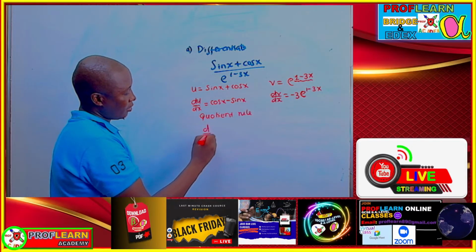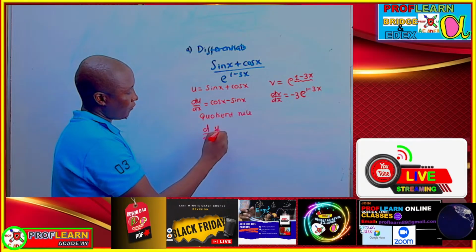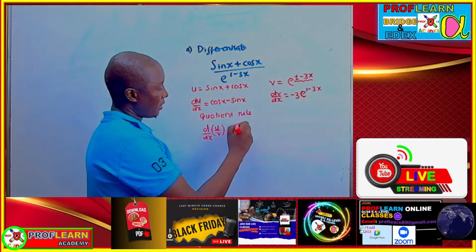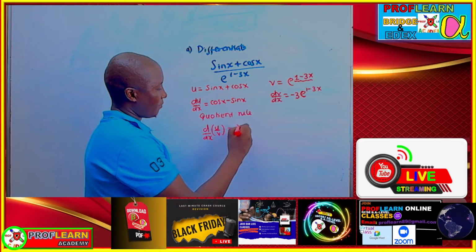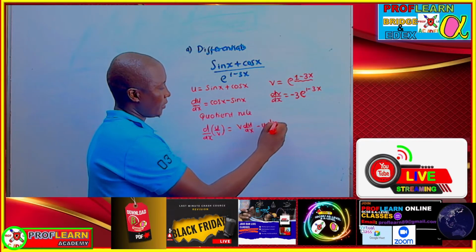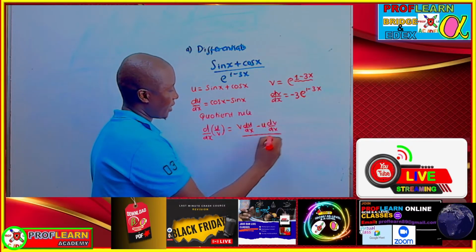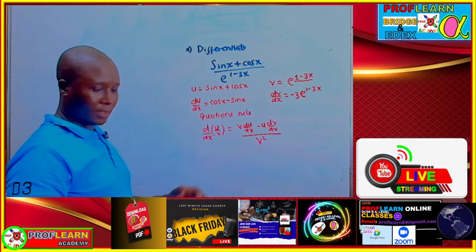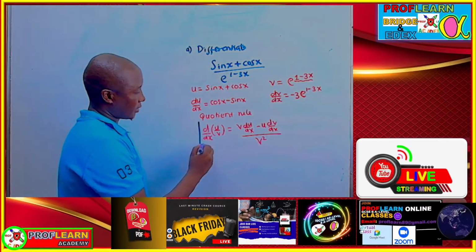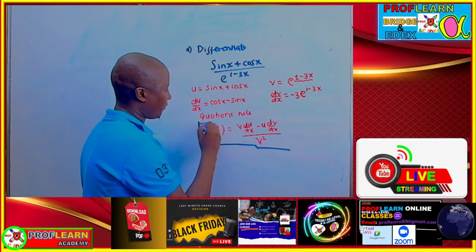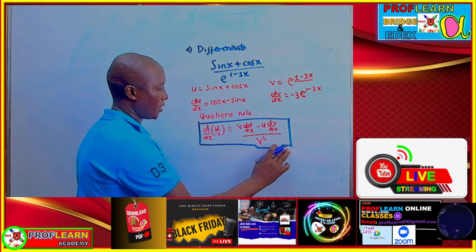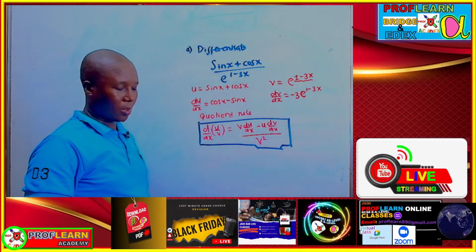If you're having d/dx of u over v, the quotient rule claims that this is going to be v du dx minus u dv dx, divided by v squared. That is how the quotient rule basically states. So if you have this formula well inscribed in your mind, then we can apply that.